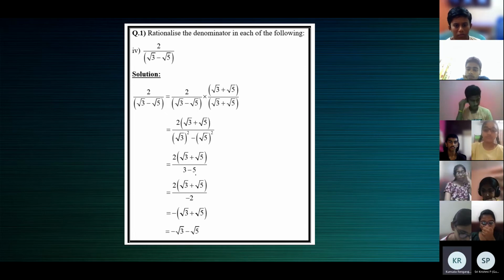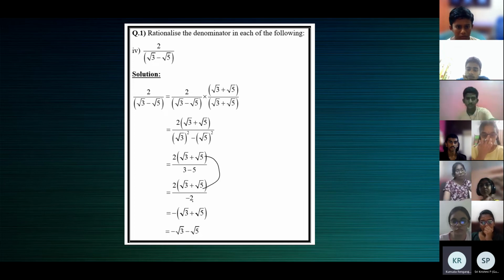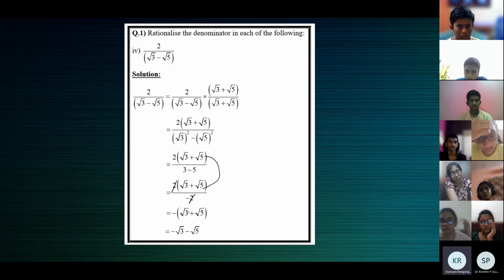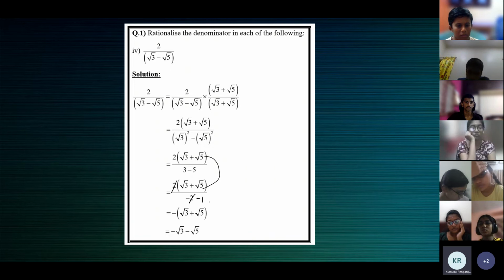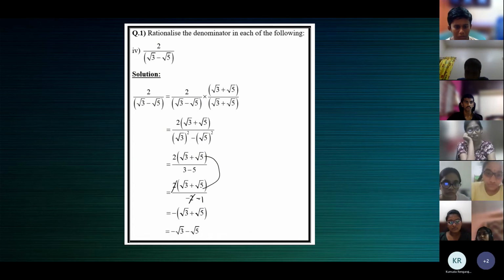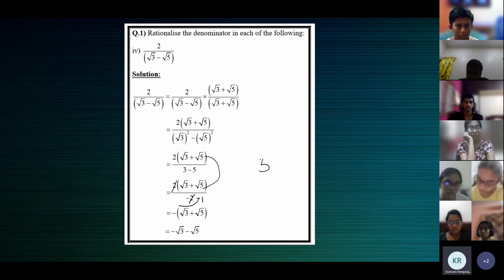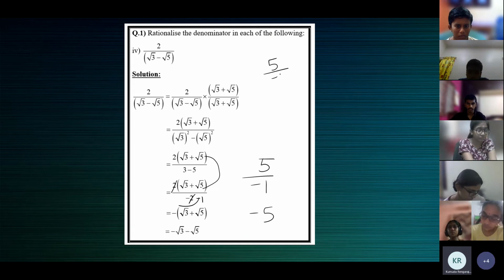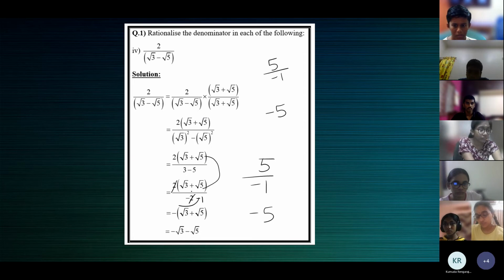So now 3 minus 5. Write the numerator as it is. 3 minus 5 is minus 2. Minus 2. Now 2 and 2 get cancelled. So we have minus 1 in the denominator. So what do you do in the next step? Take this minus. See now if you have 5 by minus 1, what's the answer? Minus 5. Supposing you get the answer as 5 by minus 1, that's nothing but minus 5.